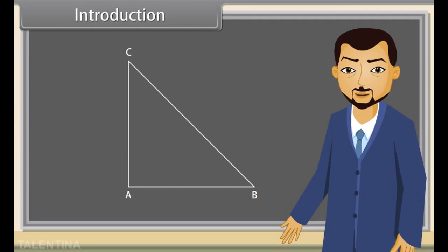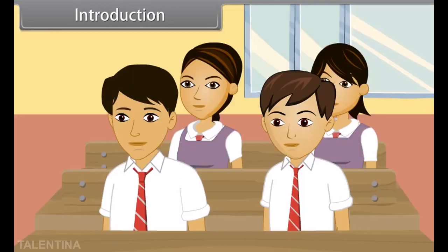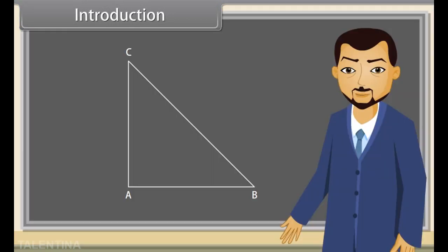Which triangle is this? Right triangle. Correct. Now if one side of this triangle is 10 centimeter, second side is 15 centimeter, then can you tell the length of the third side?